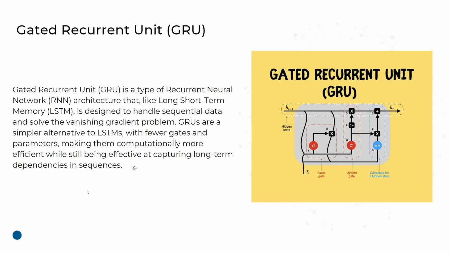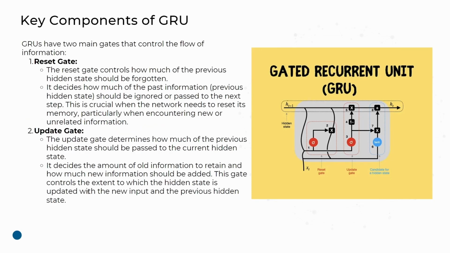So first we have seen the RNN, then the advanced version of RNN is the LSTM. Next we have the gated recurrent unit. As we have seen, in the case of LSTM we had 3 gates which allow us to control the flow of information. In the case of the gated recurrent unit, we have 2 main components, which are the reset gate and update gate. So what exactly is the reset gate? It controls how much of the previous hidden state should be forgotten.